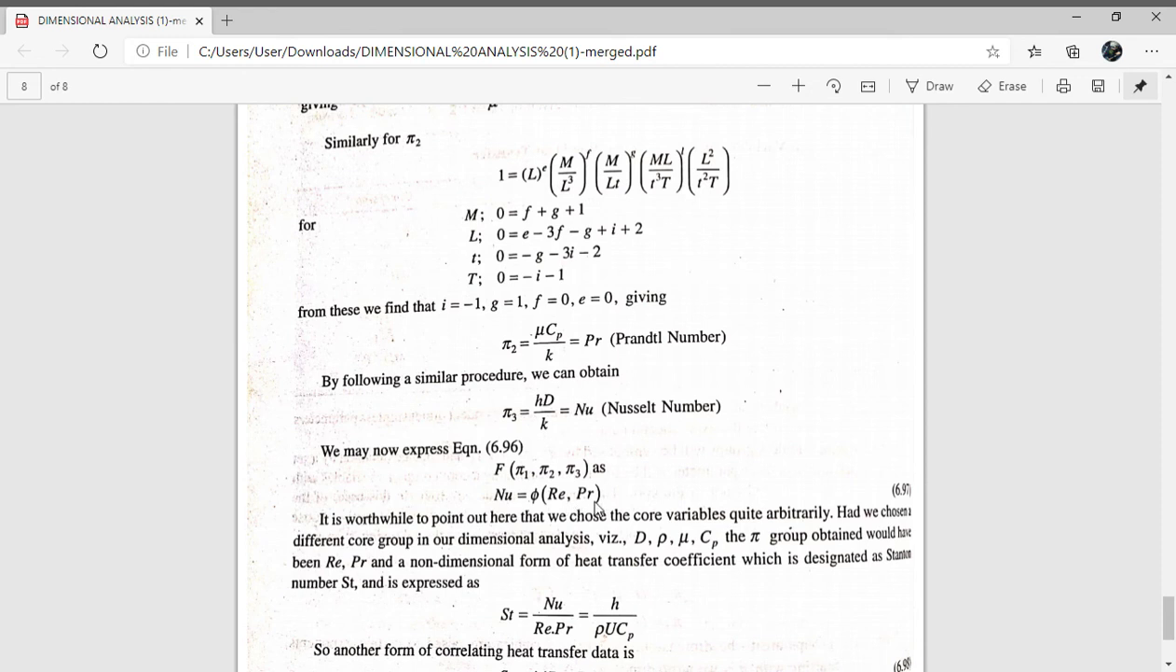So like this we can solve some complex heat transfer problems without any experimentation. We can find out the relation between various non-dimensional numbers. So dimensional analysis plays a very vital role in solving convective heat transfer problems.